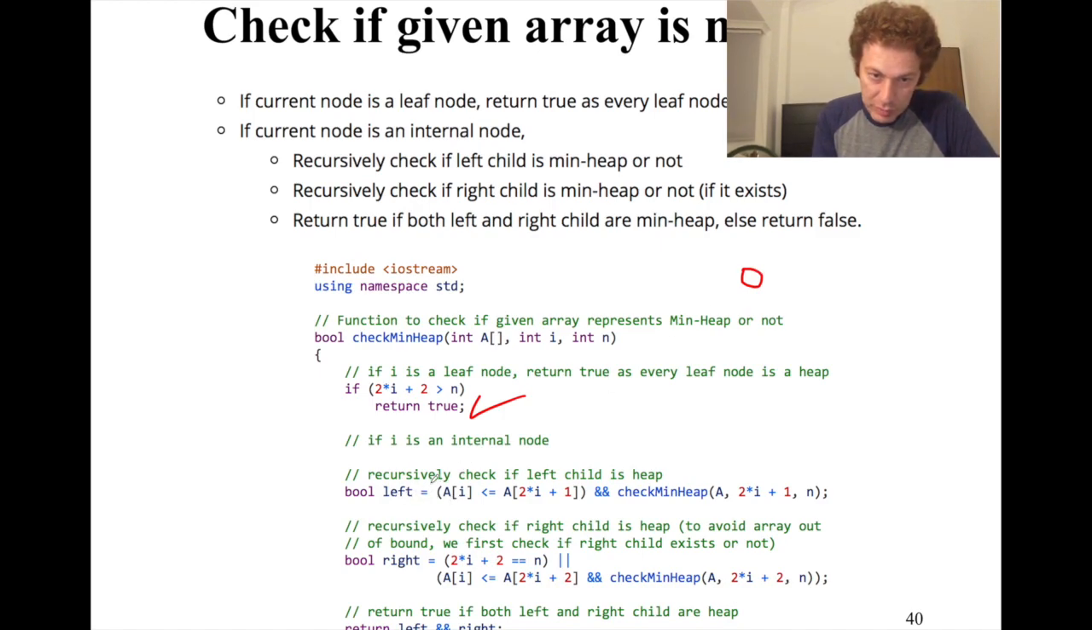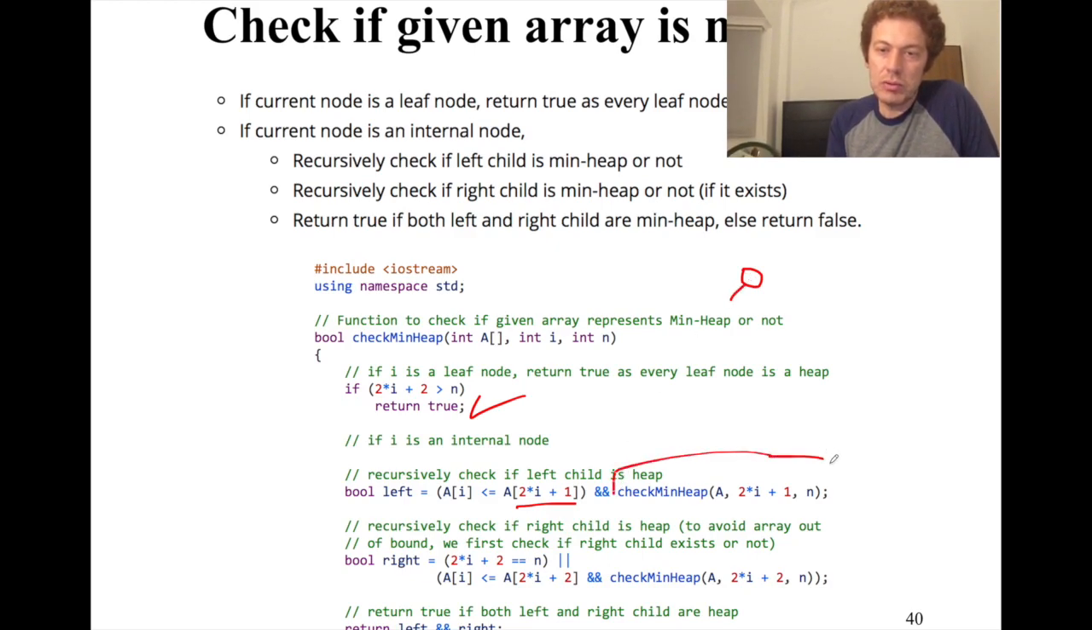Now, I am at this node, I look at the left node. Remember index 0, so 2i plus 1 is the left node. If the node is smaller than the left child, it is good news. It looks like I am doing okay. But I need to be sure, so go to that left child and recursively check that part as well.